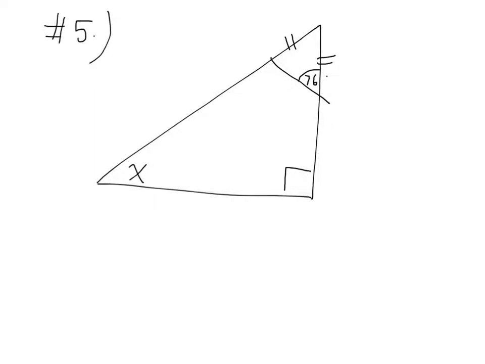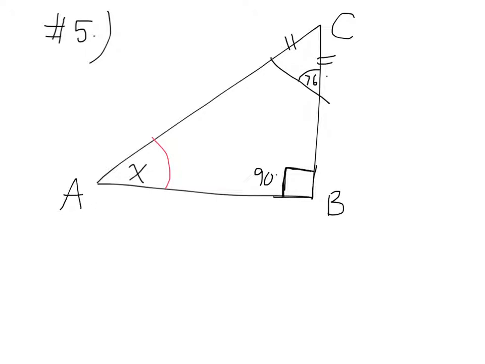Okay, so we have a right angle triangle, which, let me label this, A, B, C. Which angle is the right angle? B. Yep. Angle ABC. Good, so almost. This angle here, which is angle ABC, is 90 degrees. And we know that we need to find angle X.